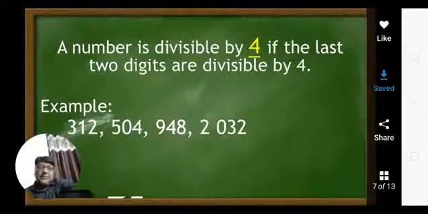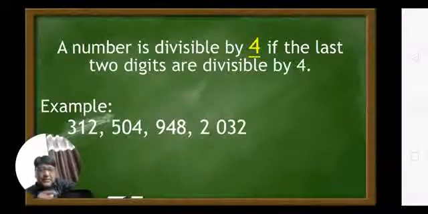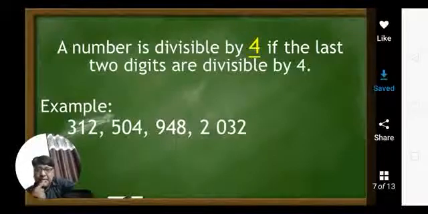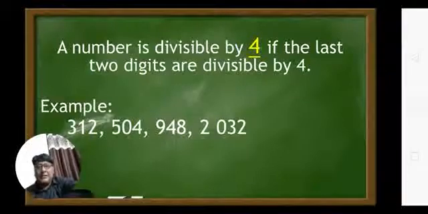In this example we can see 312. In 312, what do you see? The last two digits are 12, and 12 is divisible by 4. Therefore 312 is divisible by 4. In 504, the last two digits are 04 and 04 is divisible by 4. Therefore 504 is also divisible by 4. In 948, again we see that 48 is divisible by 4. Therefore 948 is also divisible by 4.